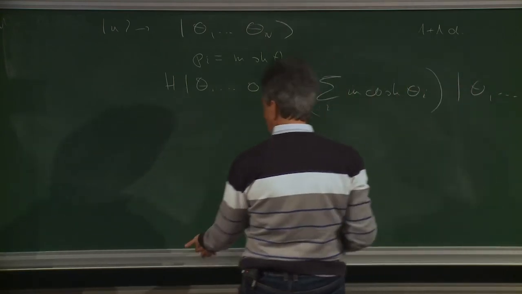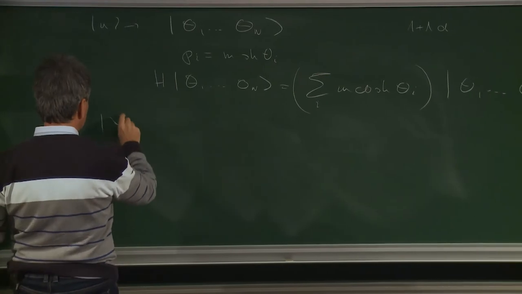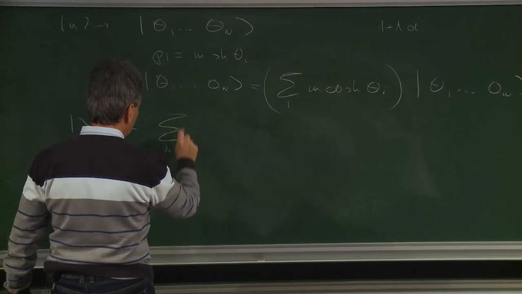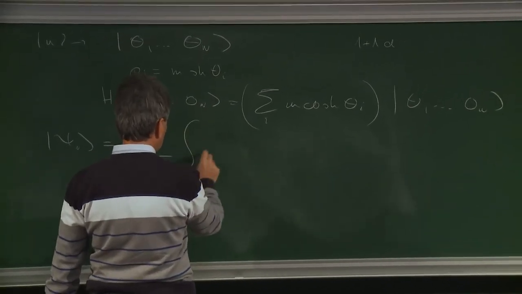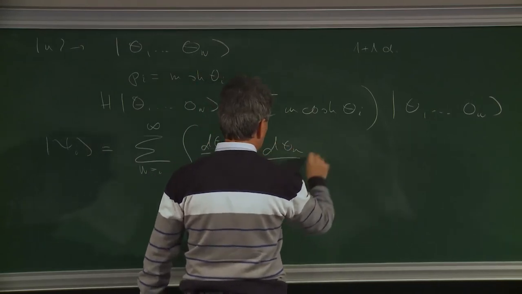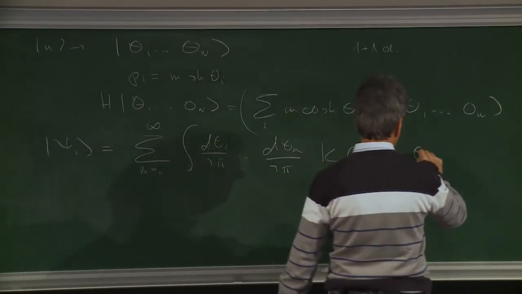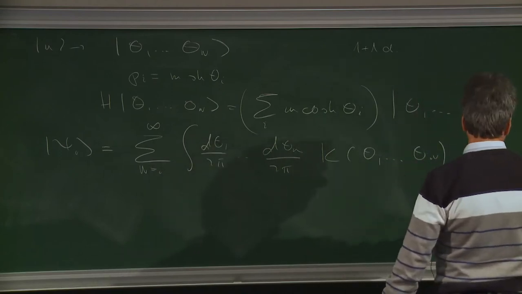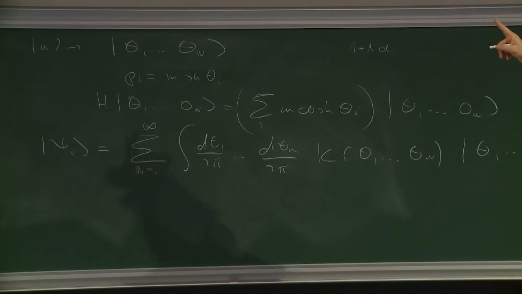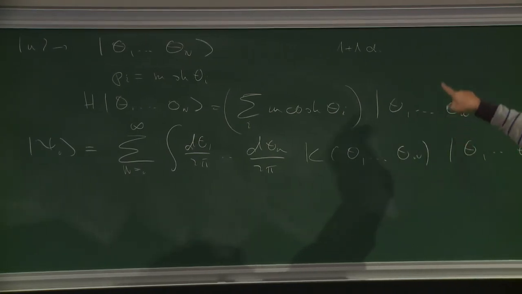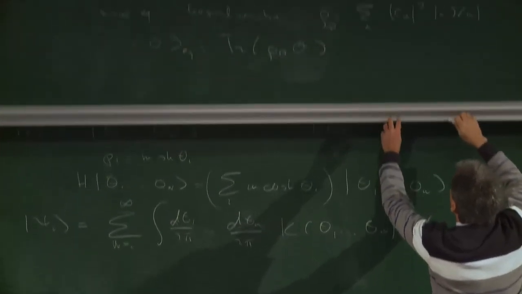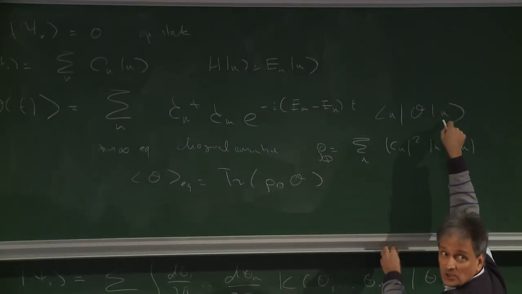And then what you can do, you can also expand your state on this basis. So then it becomes something like, there are some amplitudes here. And these K's would replace the C's. These states would replace the N's. That thing there is something called the form factor of a local operator.